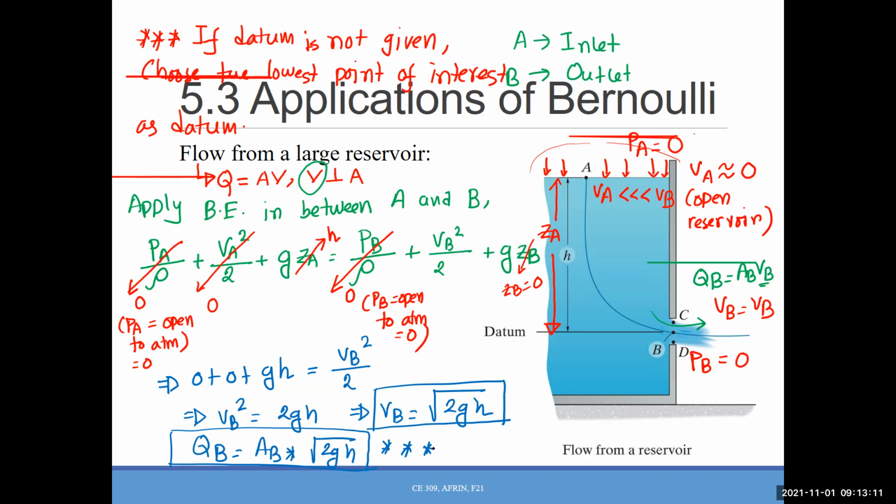Now, as I said, G and AB, you can calculate that very easily. The only problem was to calculate velocity. Now that problem is solved. If you know the total distance between the outlet and inlet, you can actually calculate the velocity for this type of cases. Okay. Are we good up to this point?